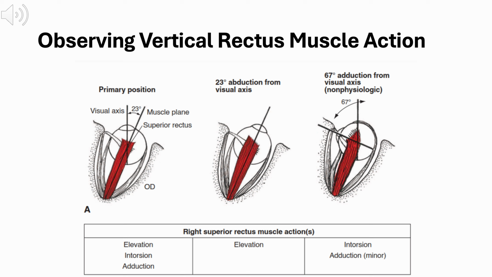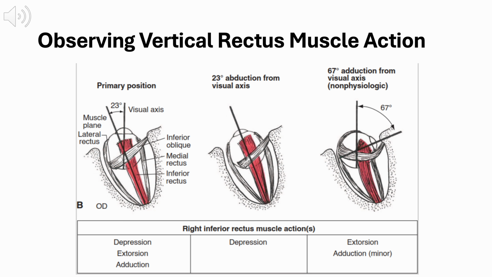On the right is the theoretical extreme, about 67 degrees of adduction, where the visual axis would be perpendicular to the muscle plane. In that configuration, vertical action drops out and torsion dominates, so the superior rectus functions primarily as an intorter, with only a minor adducting effect. This position isn't physiologic, but it illustrates why vertical rectus muscles always retain some vertical action in real patients.